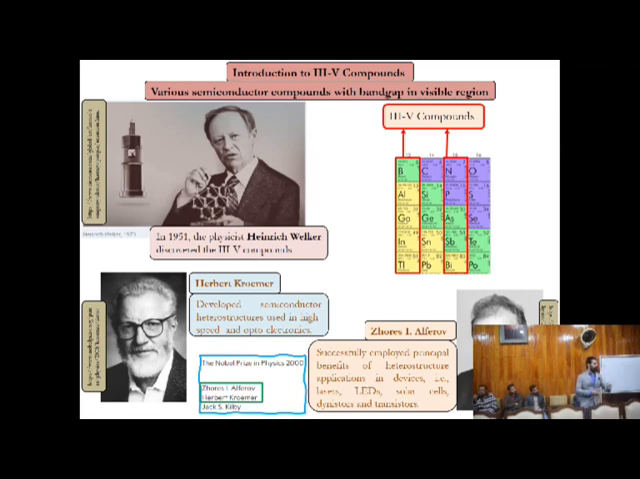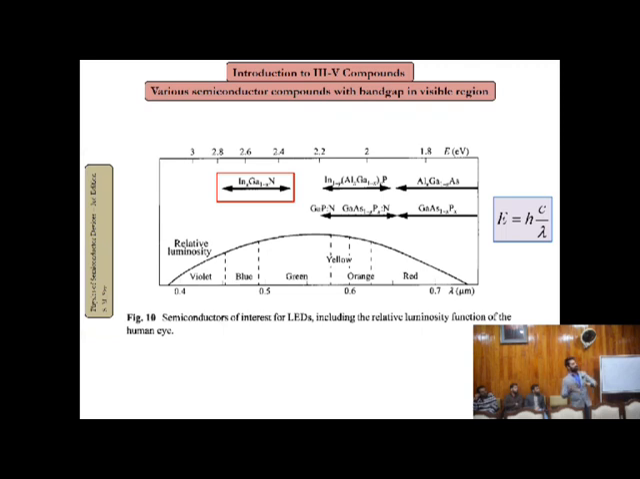The guys, Kroemer and Alferov, these are again Nobel Prize winners, and they came up with the idea of heterostructures that LEDs and laser diodes are actually made up of. So they introduced the world to heterostructures, and then using heterostructures with the III-V compounds resulted in LEDs and laser diodes. So this is a spectrum: different combinations of different materials result in different kinds of wavelengths.